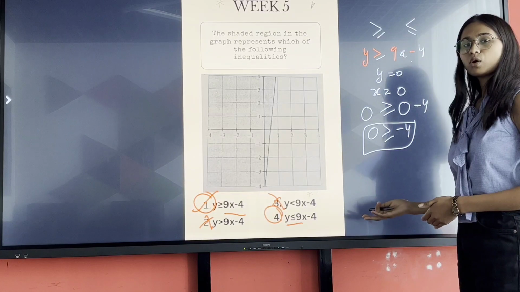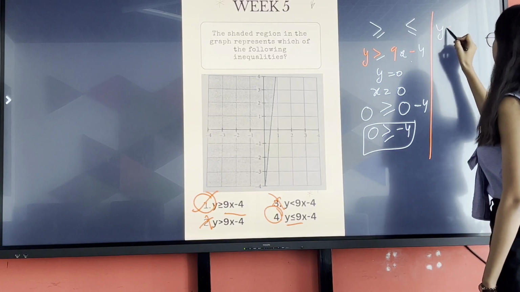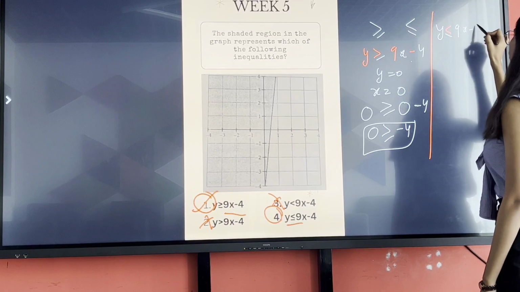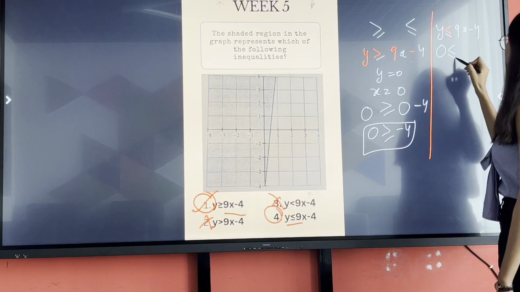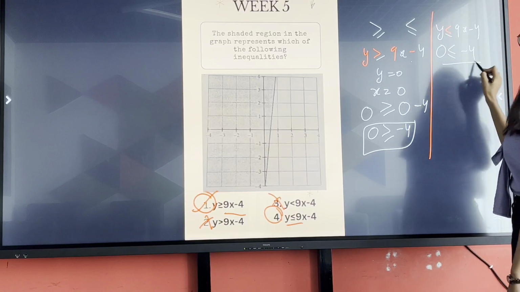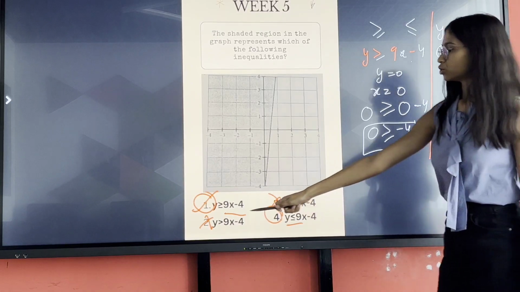Let's also check option 4. Now, option 4 is y is less than or equal to 9x minus 4. So if I put y and x as zeros, it will become 0 less than or equal to minus 4, which is not a true statement. So this option is wrong. So my correct option is option 1.